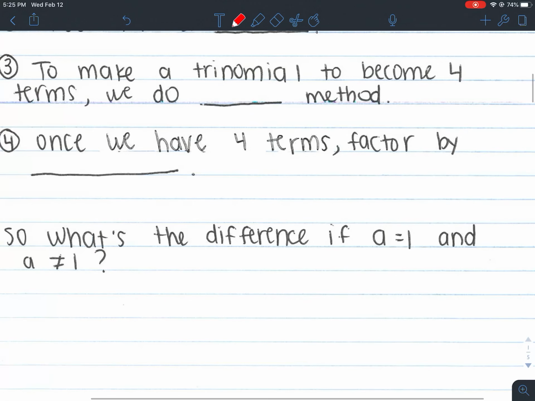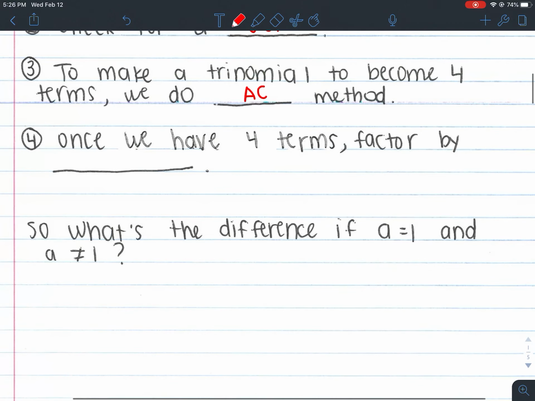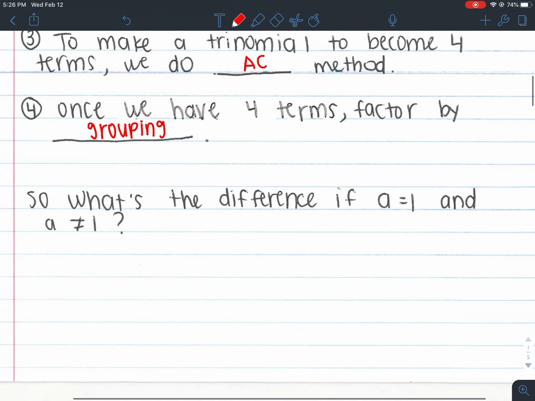So to make a trinomial become 4 terms, we do the AC method. The only time that you can do the AC method is if you have a trinomial, 3 terms, because you're trying to basically uncombine your like terms and make it 4 terms again. We're undoing the distribution process. Once we have 4 terms, then we're going to factor by grouping, and then that will be the end of our factoring. So what's the difference if A equals 1 and A is not 1?